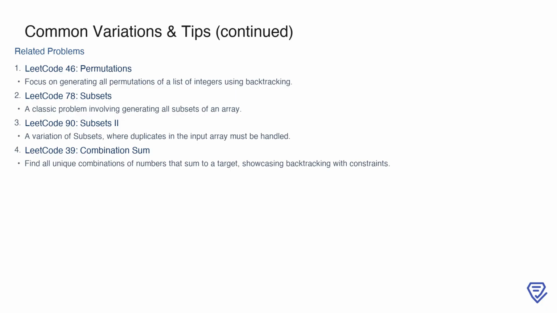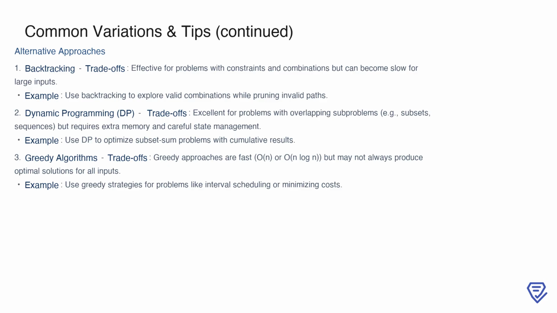Lastly, LeetCode 39, Combination Sum, is an excellent example of using backtracking under specific constraints, where you're tasked with finding unique combinations of numbers that sum to a target. These problems not only reinforce key concepts but also provide insight into how slight variations in requirements can influence your approach. Finally, let's explore some alternative approaches and their trade-offs.